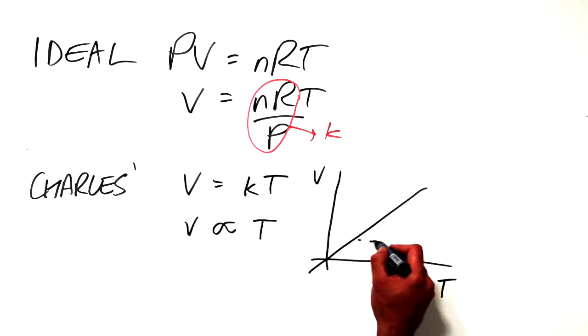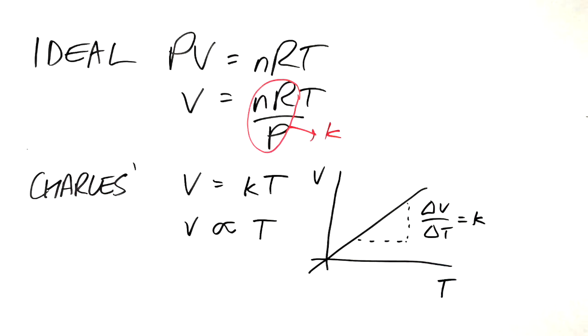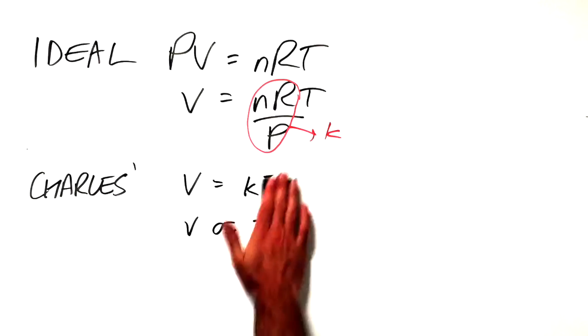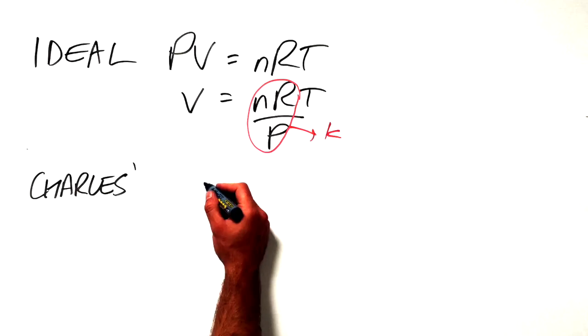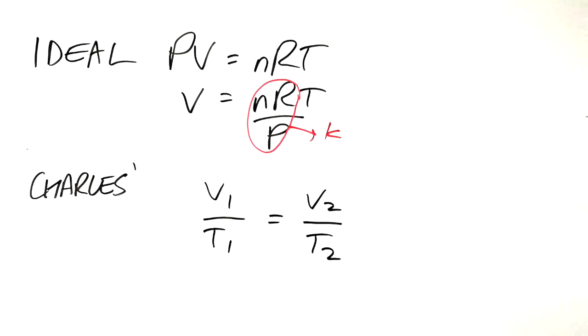The gradient of this line is delta V over delta T, and that's equal to a constant, which is nR over P. Charles's law can also be restated as V1 divided by T1 is equal to V2 divided by T2.